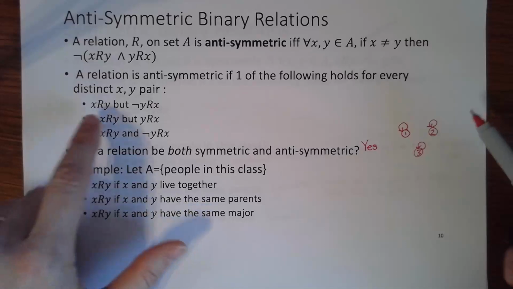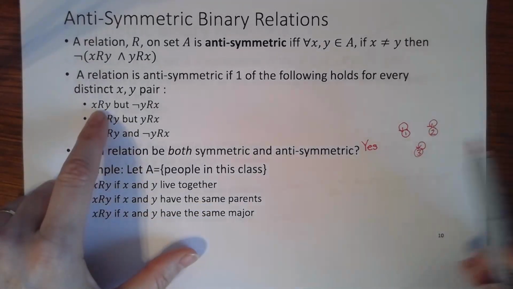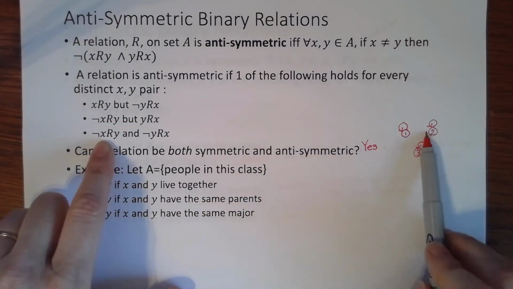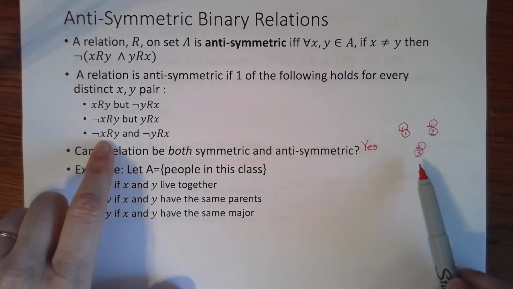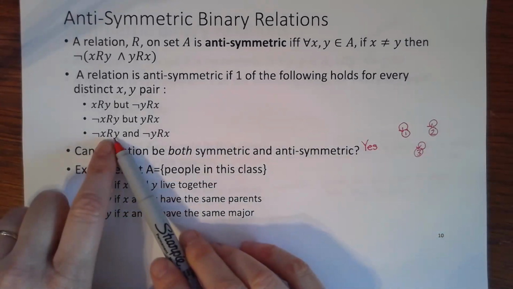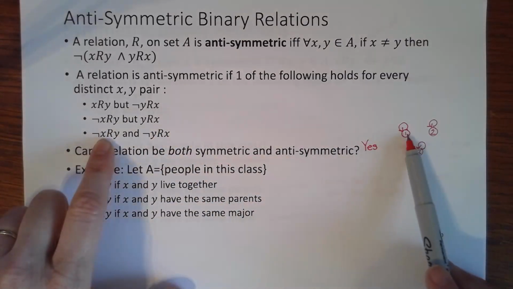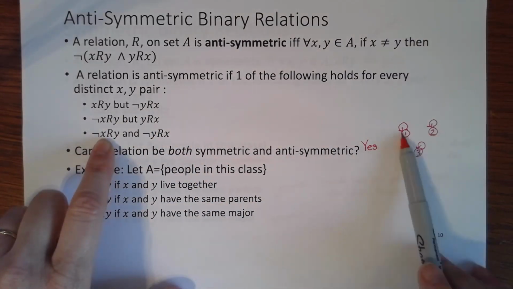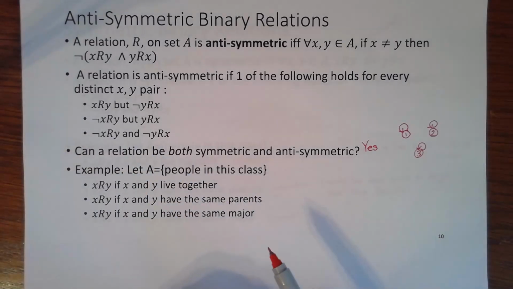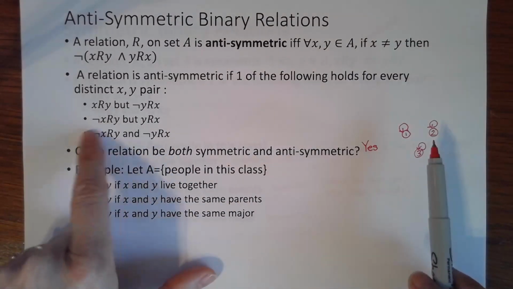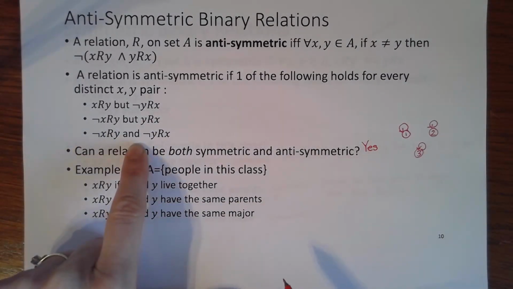Okay, so do we ever have X is related to Y? In this particular instance, as long as X and Y aren't the same thing, we never have a relationship between X and Y. X isn't related to Y, Y isn't related to X. There's no relation between 1, 2, and 3. Okay, so this will be true every single time. So it is anti-symmetric.